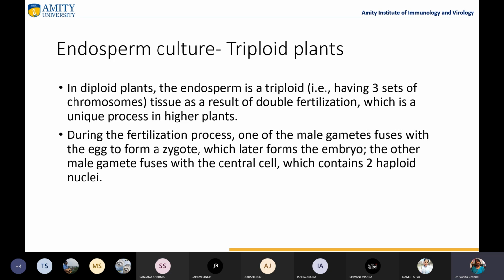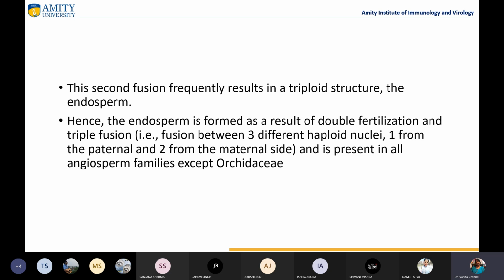So in a diploid plant, we know the endosperm is triploid. What does that mean? That means it has three sets of chromosomes, right? Why does this happen? This happens as a result of double fertilization, which is a very unique process seen in the higher plants, right? So during the fertilization process, what happens? One of the male gametes fuses with the egg to form a zygote, which forms the embryo, we know that. But the other male gamete fuses with the central cell, which contains two haploid nuclei. Now, this second fusion results in the triploid structure, which is known as endosperm.